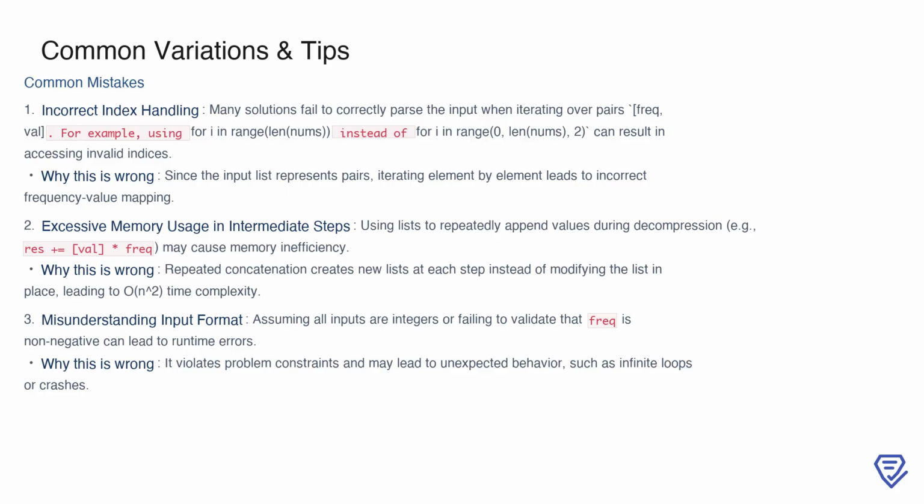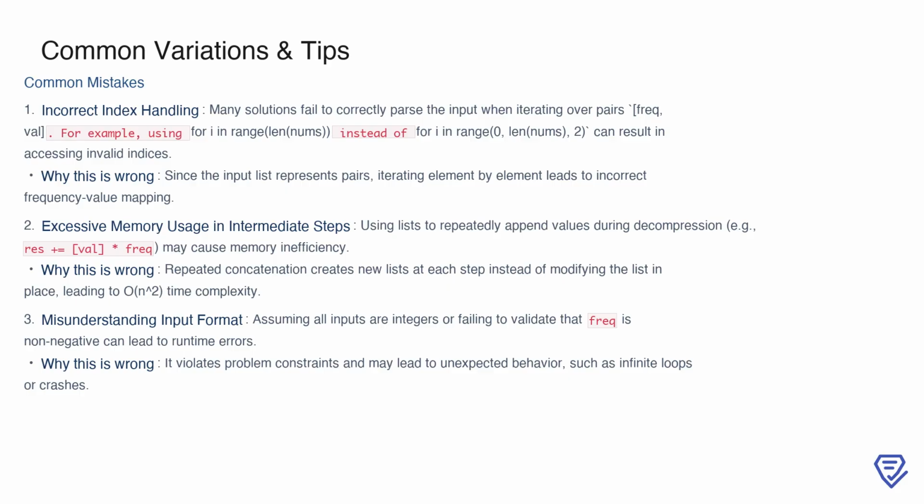Let's go over some common mistakes that can occur when solving this problem. First, incorrect index handling is a frequent issue. Since the input list is structured in pairs, iterating element by element, such as using for i in range(len(nums)), can lead to accessing invalid indices. The correct way is to iterate in steps of 2, like for i in range(0, len(nums), 2). This ensures you are always processing frequency, val pairs.